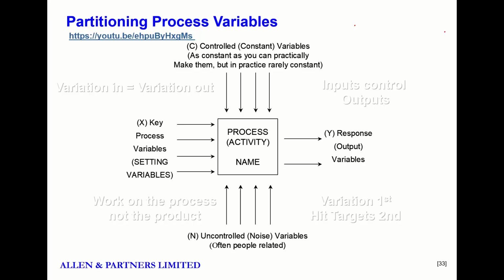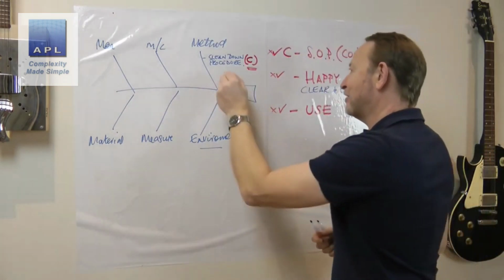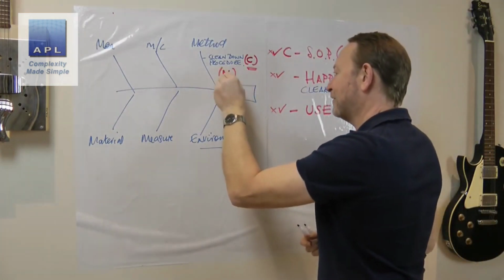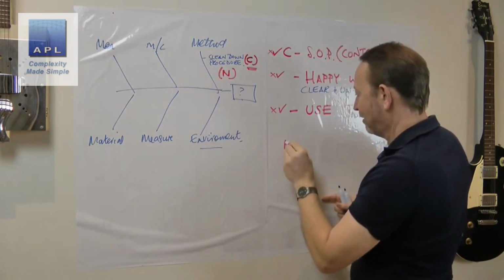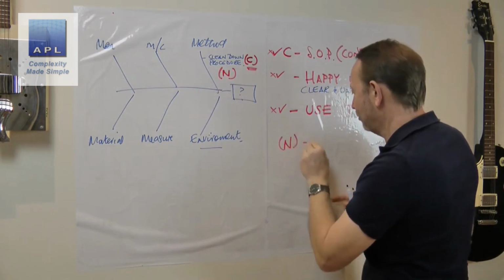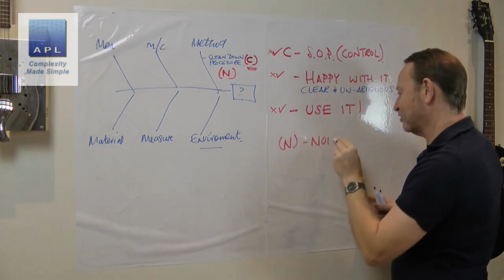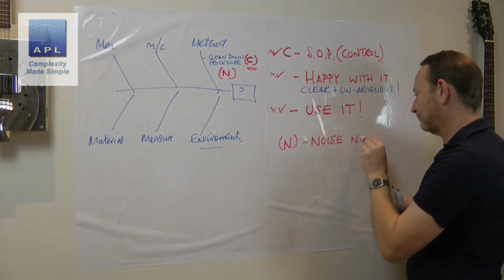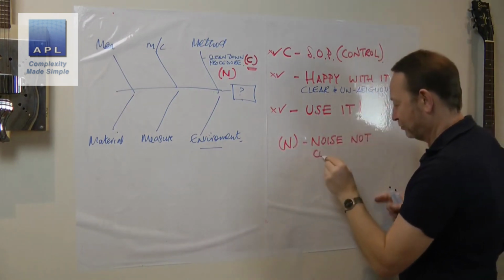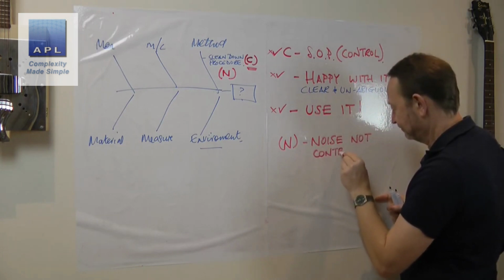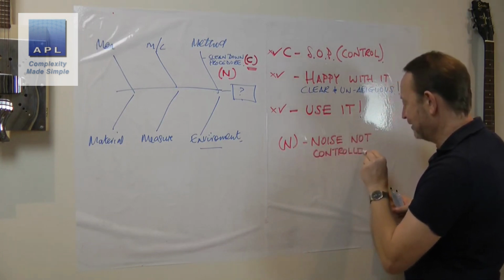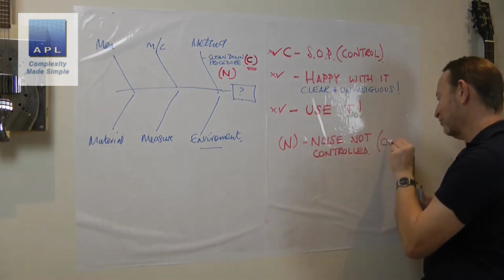Looking at slide 33, folks, we are down the bottom of that slide. If you don't get a tick in all three of those areas, you need to put N next to your variable. N, whereas C stands for control, N stands for noise, or not controlled. The N's are where chaos lives.